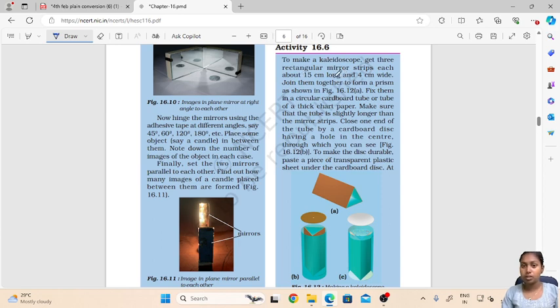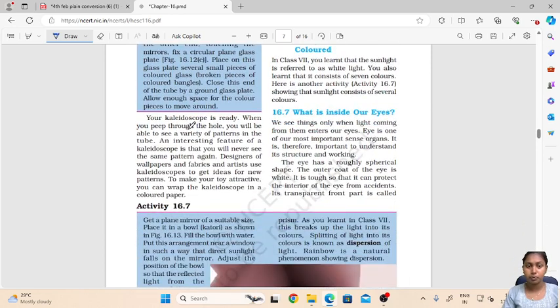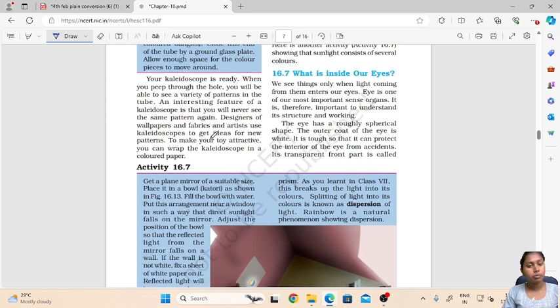You have to take 3 rectangular mirror strips, join them into a triangle and place them in a cylindrical container. Put a hole on its top to observe the design. So that is a kaleidoscope. This kaleidoscope can be used to observe various patterns and designs. If you put various designs inside it, you can observe them in each angle. Everywhere it is mirror, so it forms a nice design. The designers of wallpapers and fabrics and artists use kaleidoscopes to get ideas for new patterns.